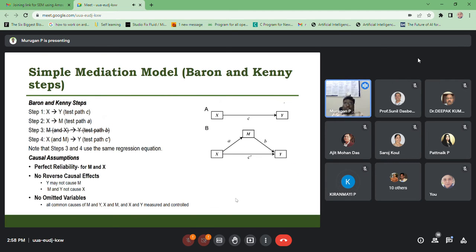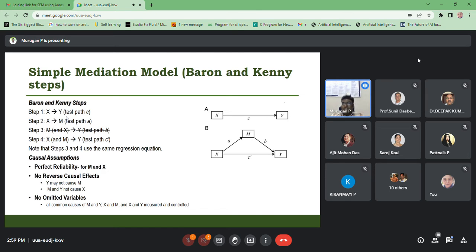Now, what we are going to do is start the mediation analysis part. So far, whatever we have discussed is just the theoretical aspects of understanding mediation. According to Baron and Kenny's 1986 paper, they proposed 4 steps to run the analysis, but the third step is not at all required. Try to understand step 1, step 2, and step 4.